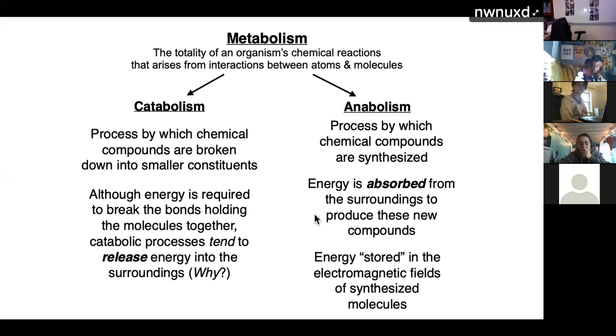Where are we going with all of this? Well, ultimately, it's the energy that comes out of catabolic processes that is directed towards anabolic processes. And the how of that is a big, big takeaway for this week. Okay. What questions is that bringing up for you so far?